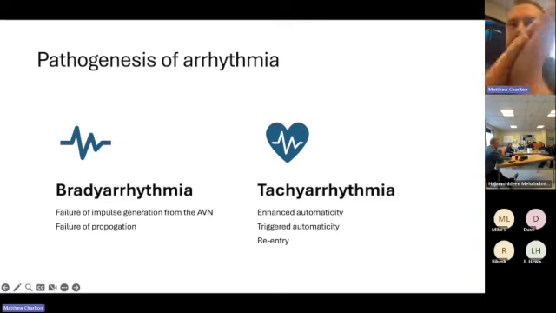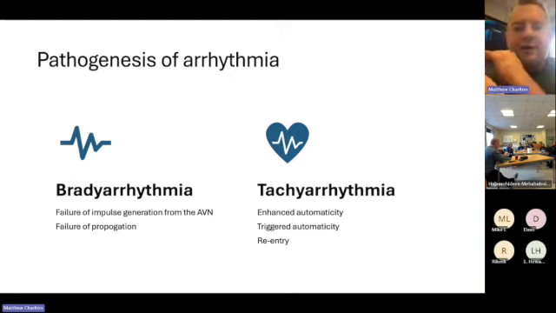Okay, so a bit about pathogenesis of arrhythmias. We can obviously split it into bradyarrhythmias and tachyarrhythmias. We're not going to really talk about bradyarrhythmias because they're not really what we're interested in from this talk, although clearly very important. Realistically, bradyarrhythmias are due to failure of impulse generation from the AV node or failure of propagation from cell to cell. That's essentially how they work.